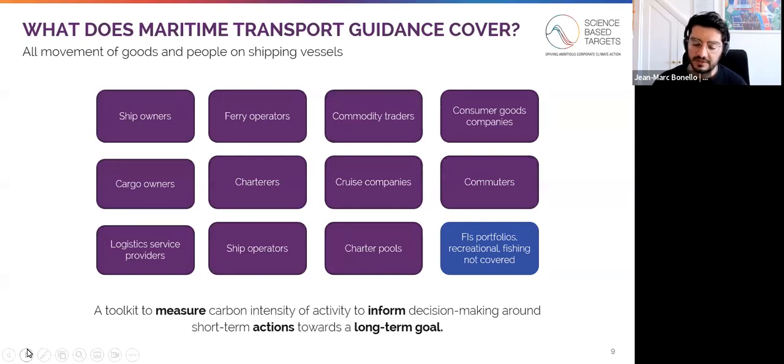And what all of this guidance is aimed for is to provide a toolkit to measure the carbon intensity of your activity in order to inform decision-making around short-term actions towards a long-term decarbonization goal. If we go to the next slide, please, Paulina.